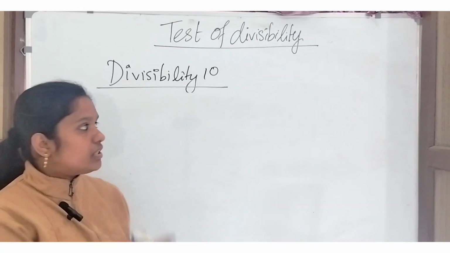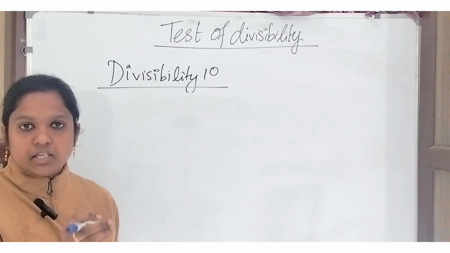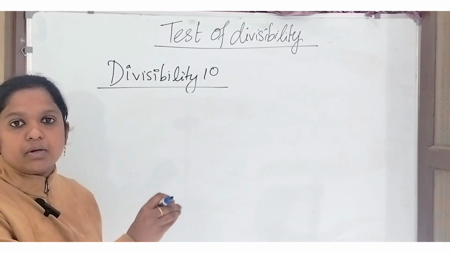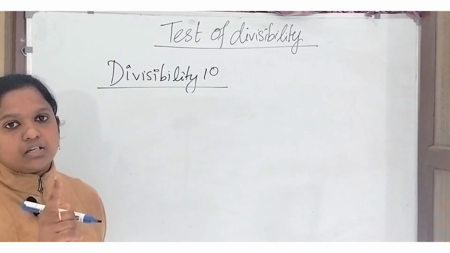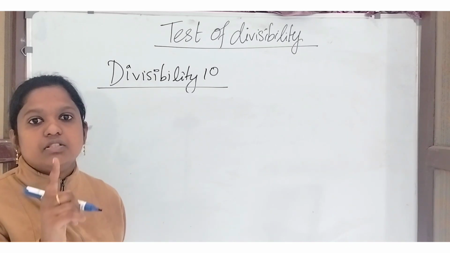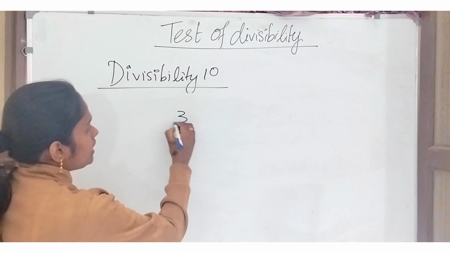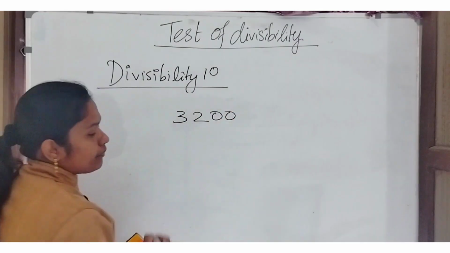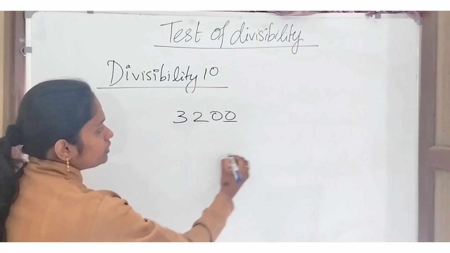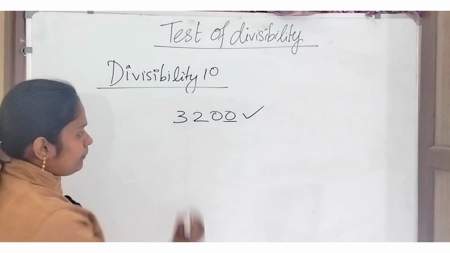Now we are going to check the divisibility of 10. If you see any number, that number is divisible by 10 under only one condition: the last digit is 0. For example, 3200. The last digit is 0, so it's divisible by 10.